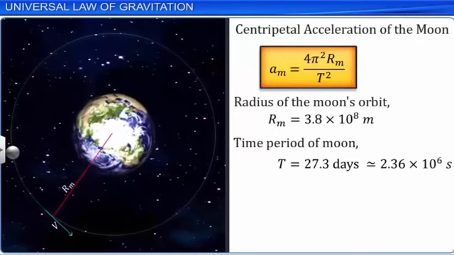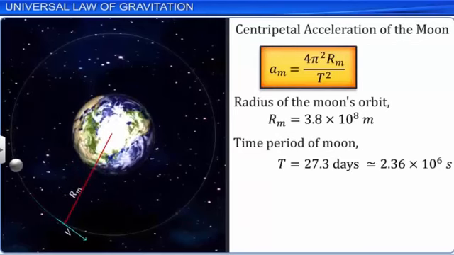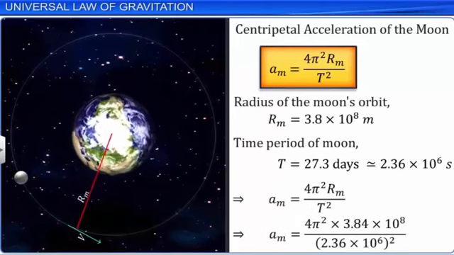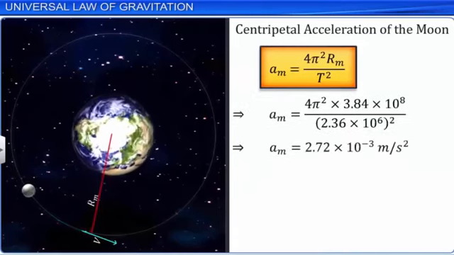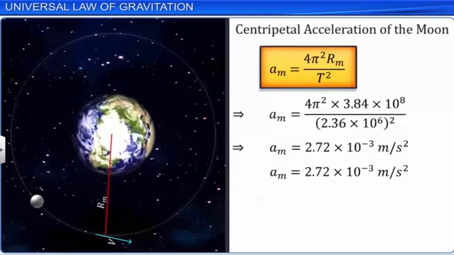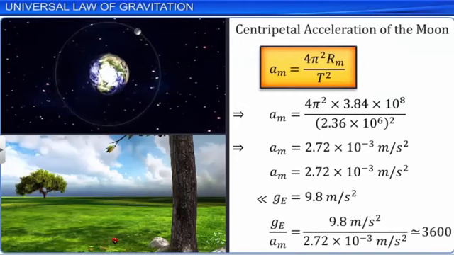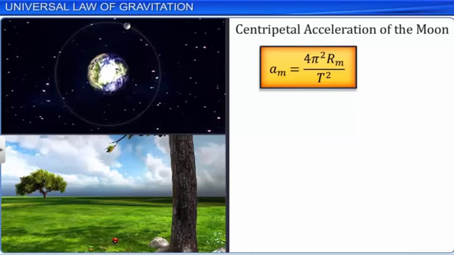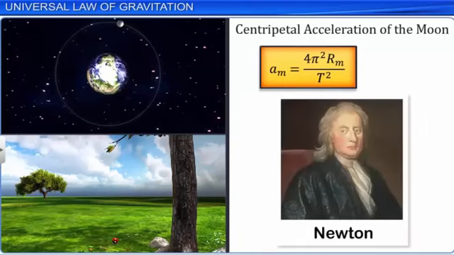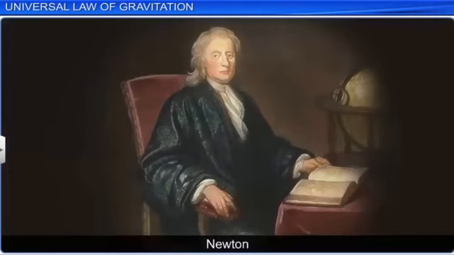Substituting the values of r_m and T in the expression and simplifying, the acceleration of the Moon obtained is much less than the acceleration of a freely falling body on the surface of the Earth. From this observation, Newton concluded that the magnitude of the Earth's gravitational force decreases with distance. Thus, based on the observations regarding forces, Newton proposed the universal law of gravitation.